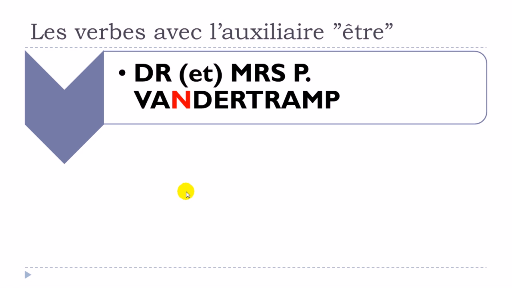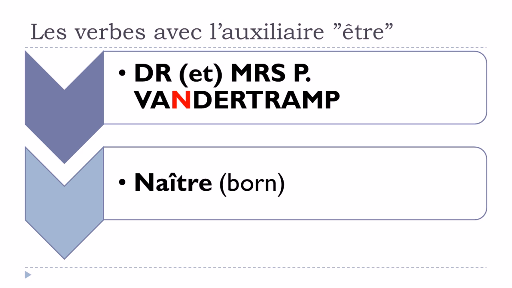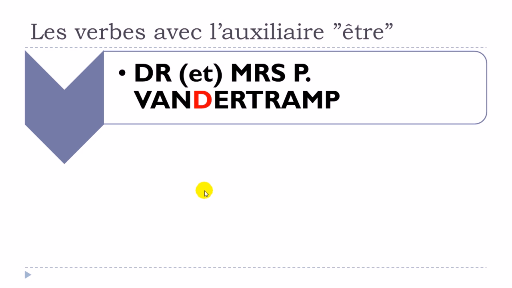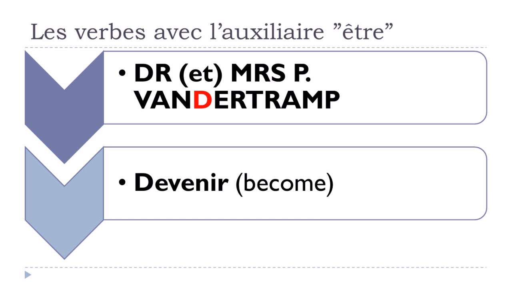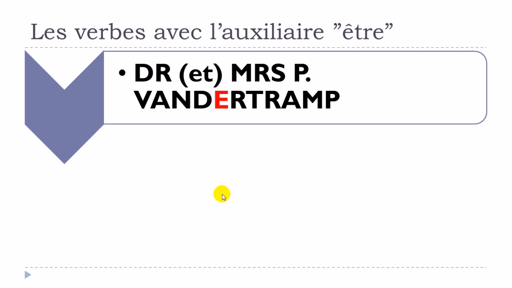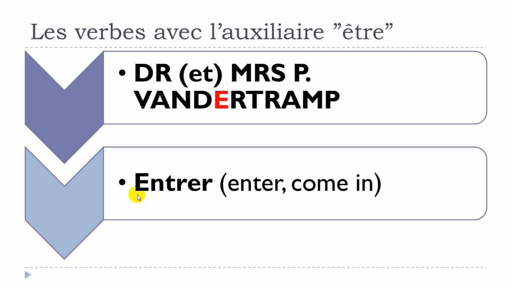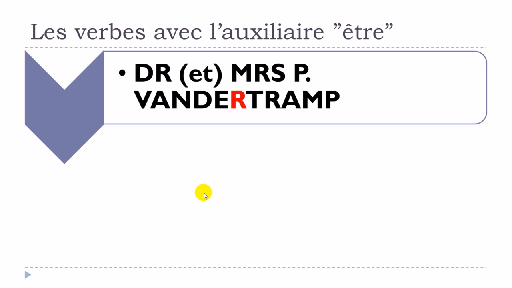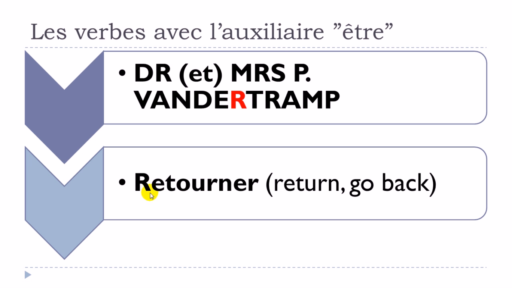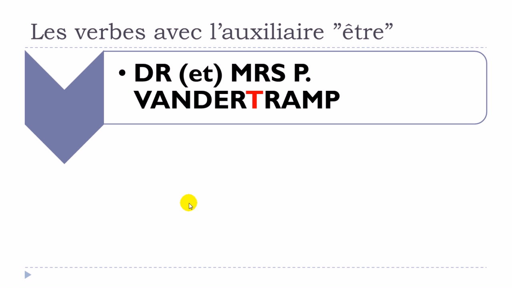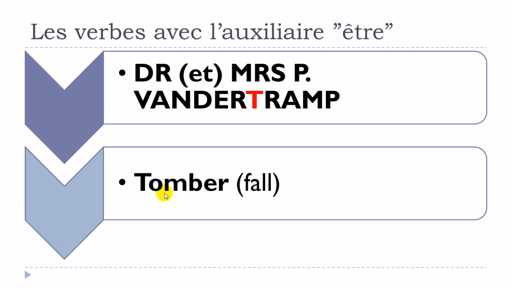After that you will have A, and A is for aller. Aller. N. Naître. Then you will have D, and that will be for devenir. Devenir. E. Entrer. Then R for retourner. Retourner. T for tomber. Tomber.